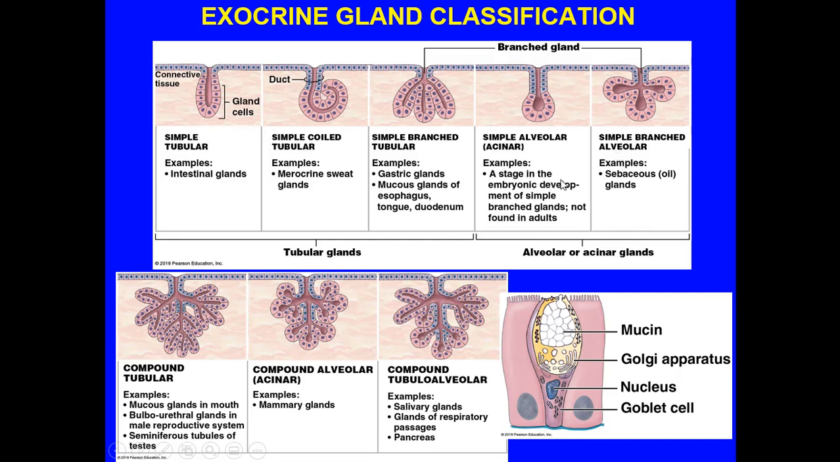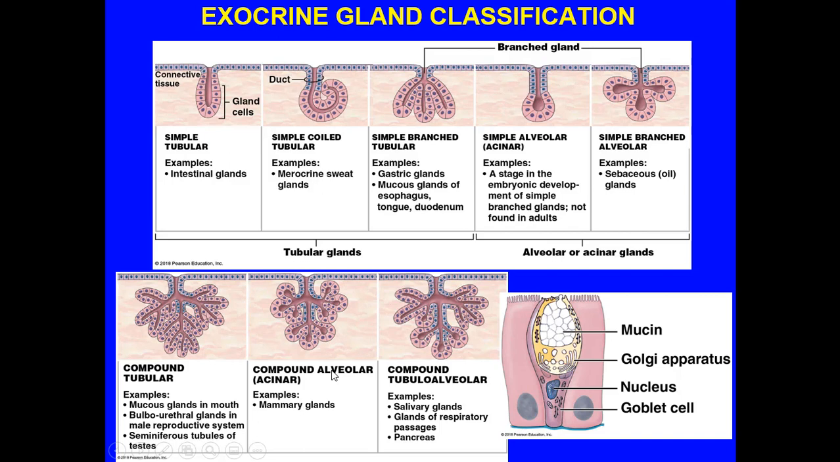Now we start getting into acinar. It's more like a sac or a flask. So you're going to have a longer, usually ductwork, and it comes as sort of like a cul-de-sac. You see this particularly in the stage of embryonic development of simple branched glands. You don't usually find this in adults, but the simple alveolar, the acinar, are present. Now, simple branched alveolar, where you have 1, 2, 3, and you still have the duct structures here. You'll see this with sebaceous oil glands.